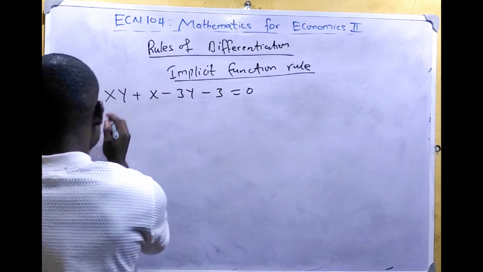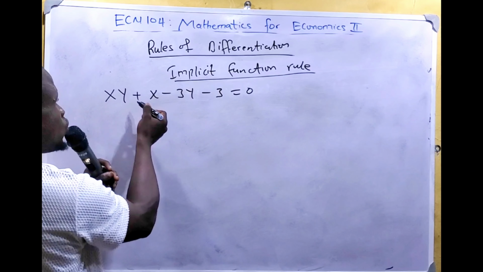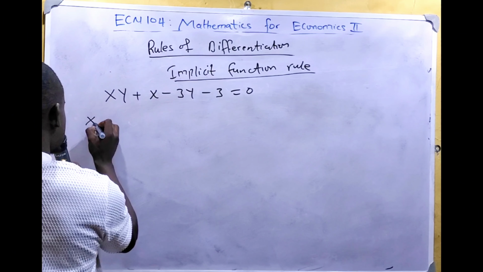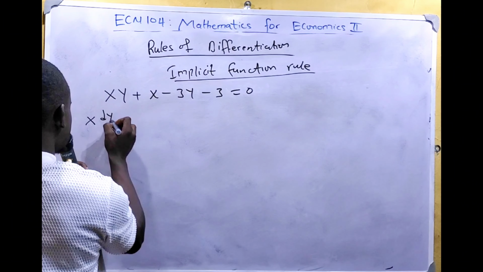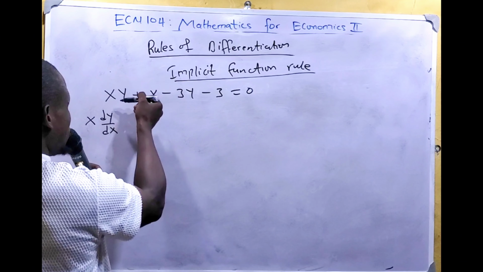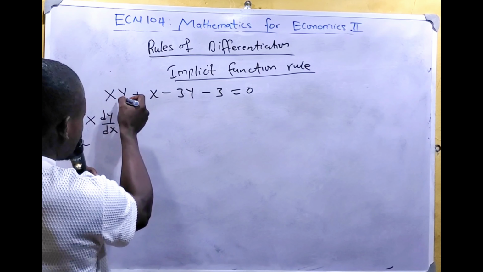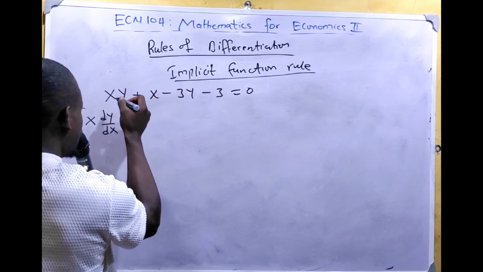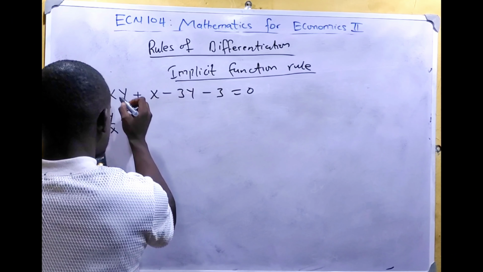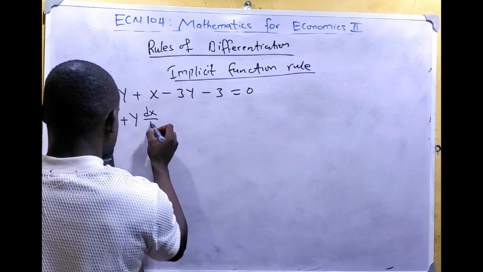Now, let's deal with the first term. If you differentiate this with respect to y, we have x dy/dx, because the derivative of y with respect to y is 1, so we have x. We differentiate the same term also with respect to x. What we have is plus, with respect to x, y dx/dx.